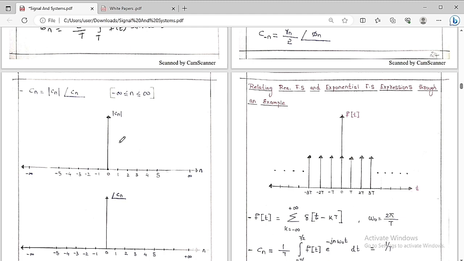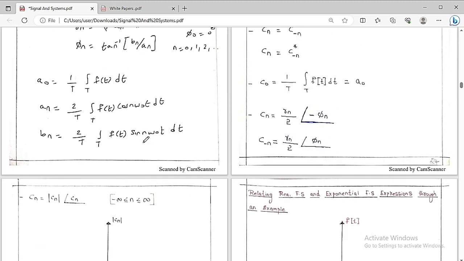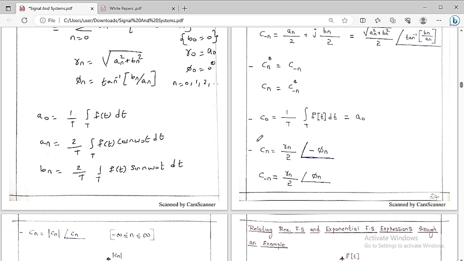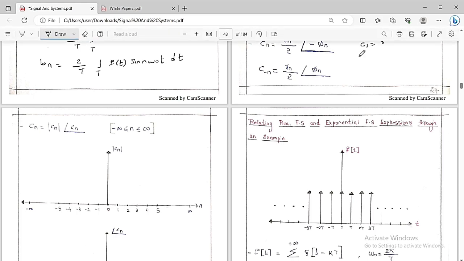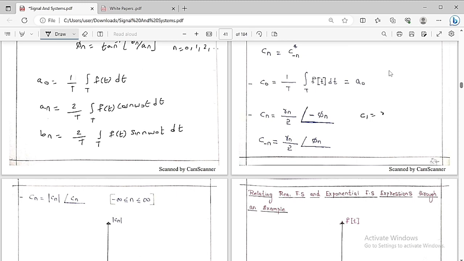The magnitude of Cn I want to draw. The value of n is lying from minus infinity to plus infinity, so we are going to take all the integers and consider all of them, and we are going to draw the magnitude. You can see clearly the magnitudes are the same for plus 1 and minus 1. Suppose I substitute n equal to 1, then what am I going to get? C1 is nothing but R1 by 2.